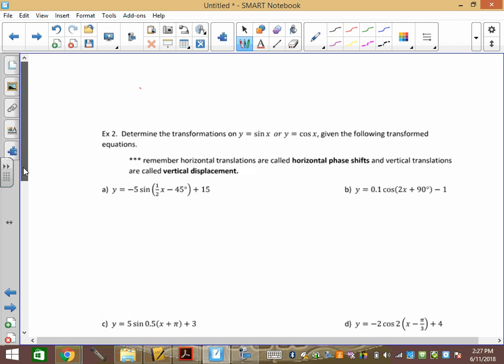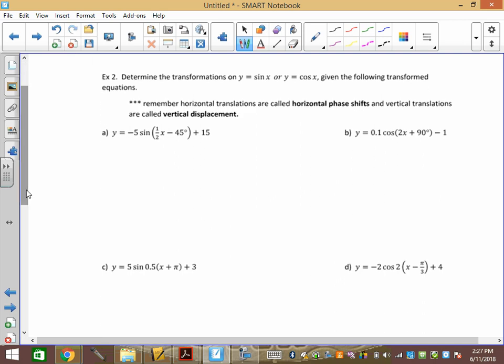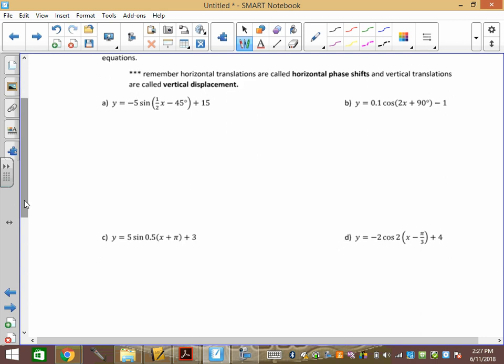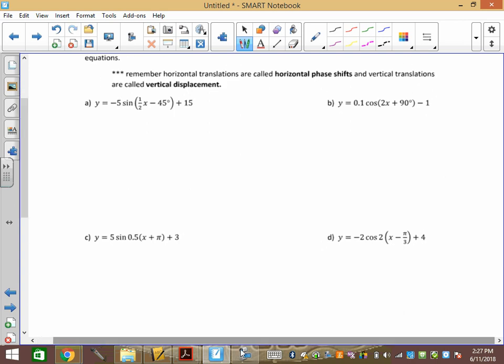Okay, transformation. Now, determine the transformations on a y equals sine x or y equals cos x given the following transformed equations. Remember, horizontal translations are called horizontal phase shifts, and vertical translations are called vertical displacement. So only in trig do they change them to vertical displacement and horizontal phase shift. Here are your 4 equations. I want you to state the transformations.